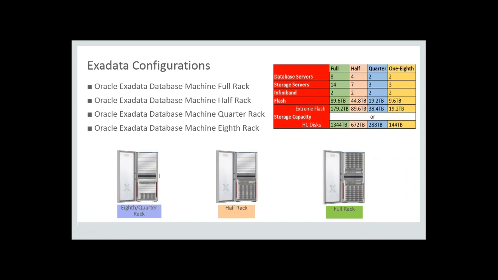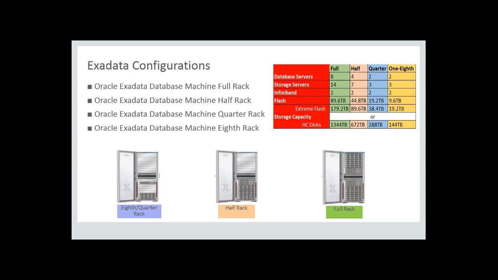If you see the numbers for database server, storage server, InfiniBand switch, flash and storage capacity, across full, half, quarter and 1/8, I created this to explain briefly. Just by seeing the numbers, you can understand what these configurations mean. A full rack machine comes with 8 database servers. If you remember, in the database slide we discussed one server configuration only, and that means in a full rack you will get 8 such machines.